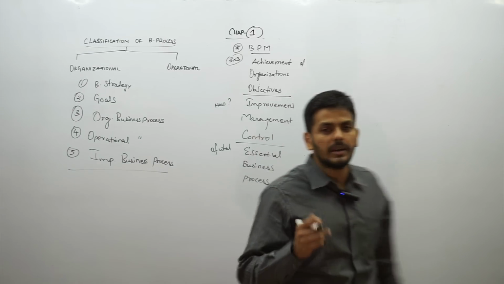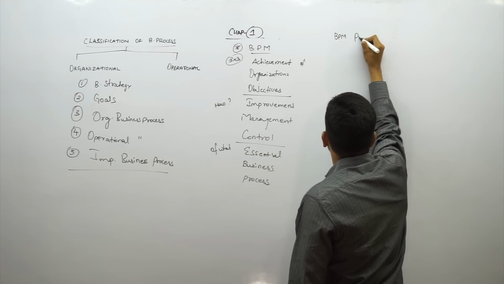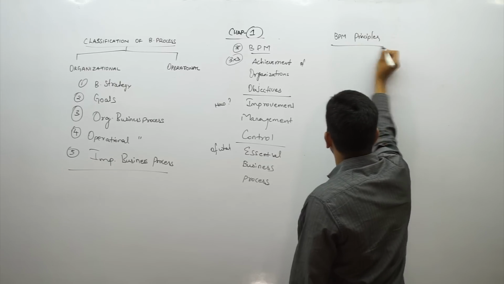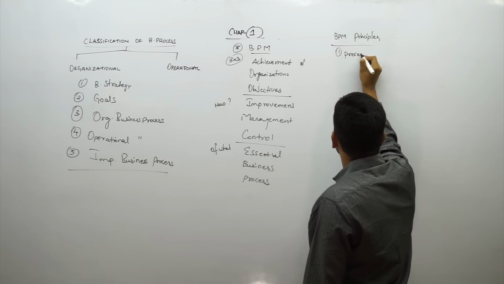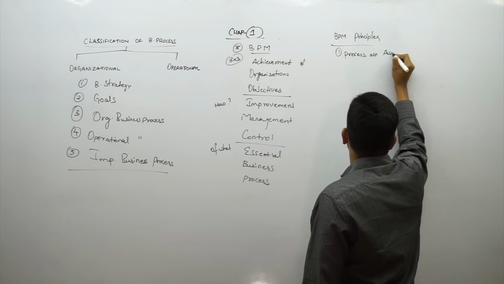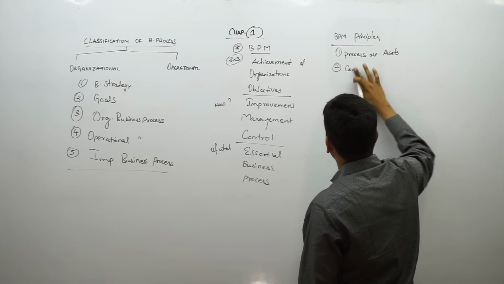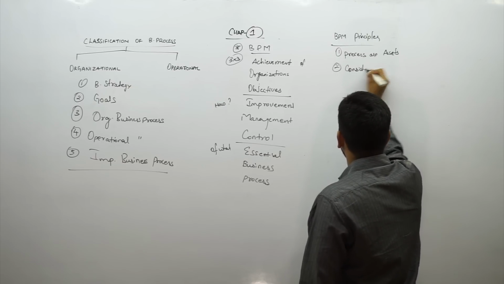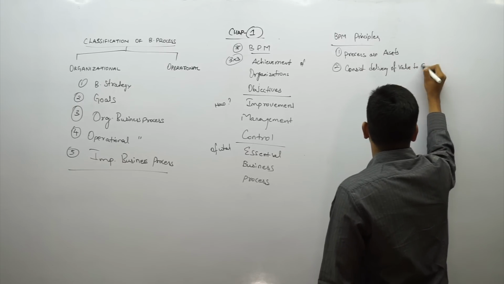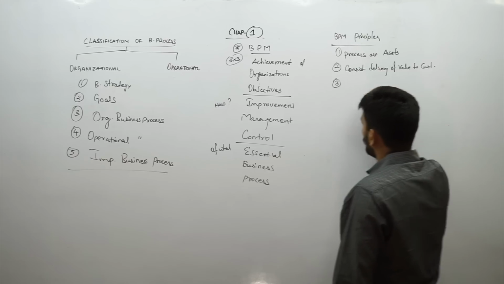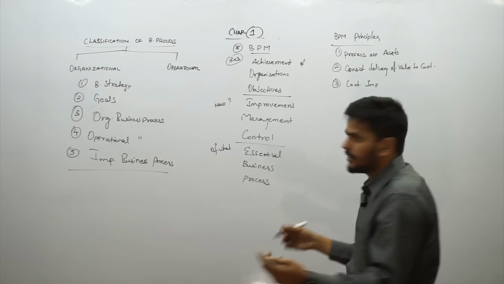Right, then let me take you through two very important short answer questions after this. They are: what are BPM's principles, and how do you do it, BPM practices. BPM has four simple principles. First and foremost, processes are assets. Second, consistent delivery of value to customers. And then point number three is continuous improvement in process, because you can't set up a process once and forget it for the rest of its life, right?